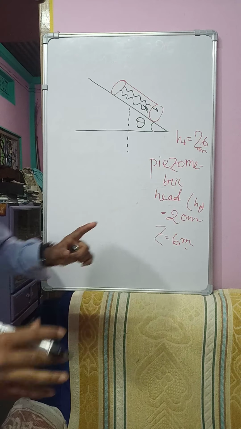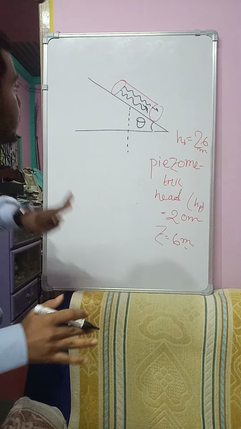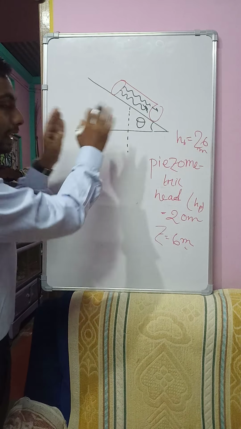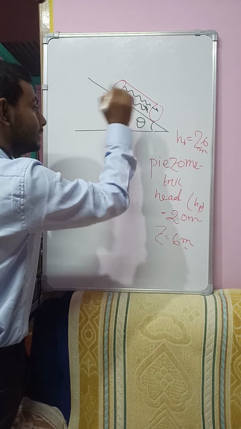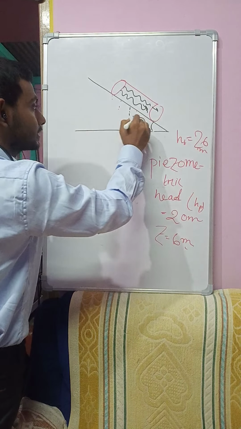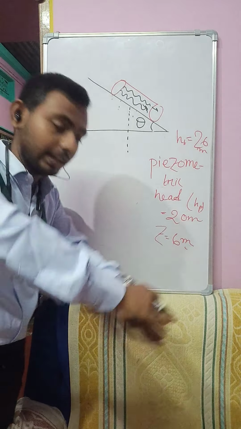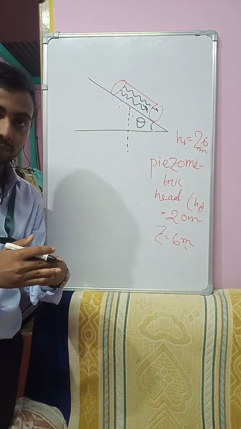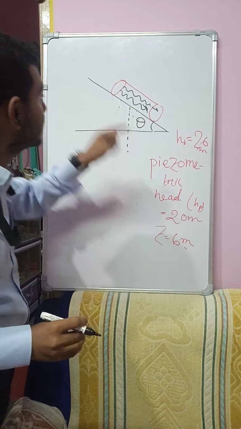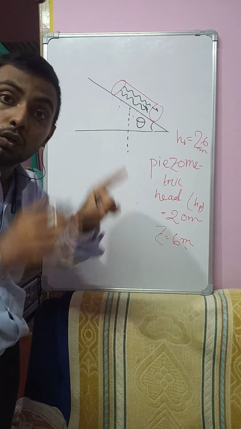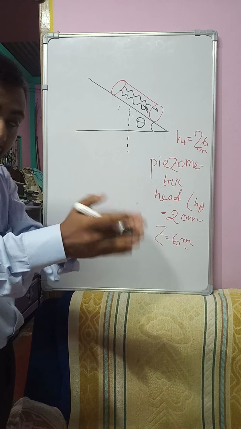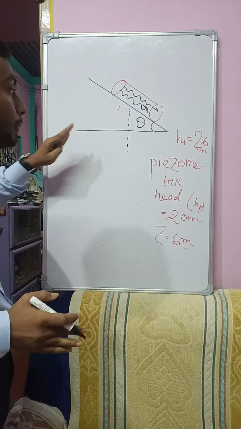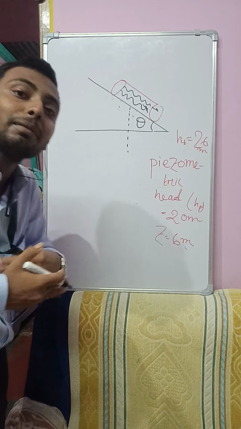Now, what does this Bernoulli theorem say? Bernoulli theorem says you can take any section throughout this, like you can assume here one section, here another section, here another section. Means infinite number of sections you can assume. At each and every section, the total energy of this water will remain constant. So this is a theoretical statement. Now I will represent this with the help of a mathematical formula.